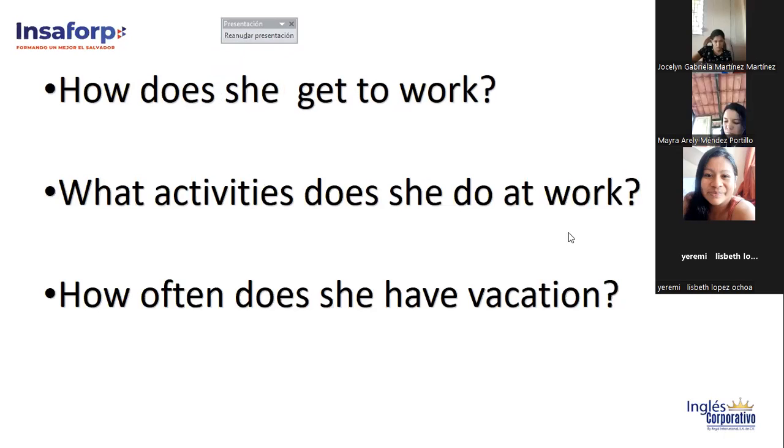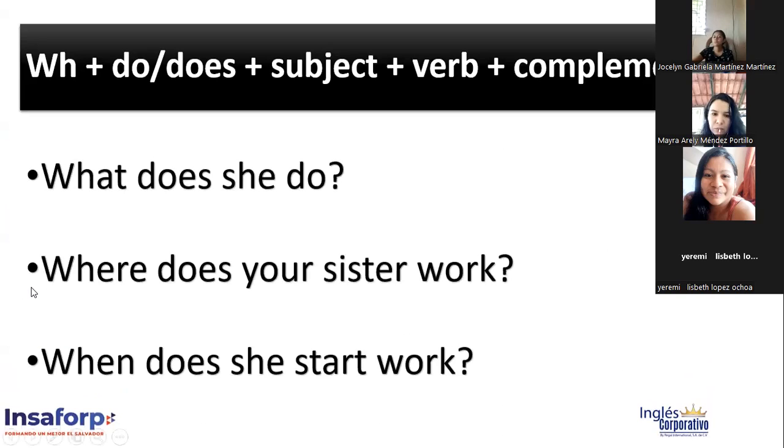What activities does she do at work? How often does she have vacation? Vacation. So these are WH questions. Remember, WH, do or does, subject, verb, and complement. That is the structure. Okay. So, these are examples of WH questions.